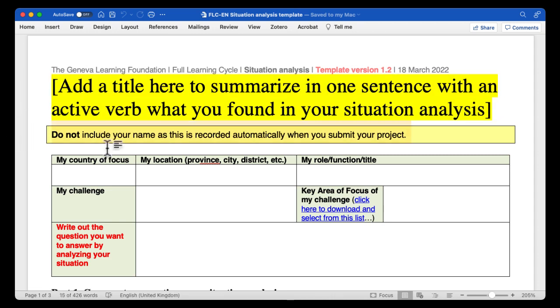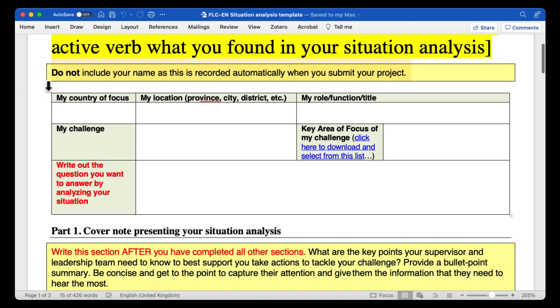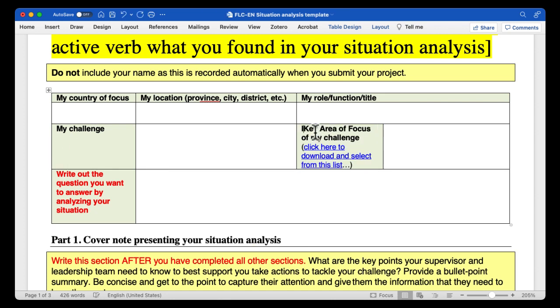This is recorded automatically. And then the first thing you see is the fill-in part. So country of focus, location, role, function, title, your challenge, and then the IA 2030. Just in case that's not immediately clear, some of you may not be very familiar with IA 2030. Others know a lot about it. And then here is the part in red. So we ask you to write out the question you want to answer by analyzing your situation.